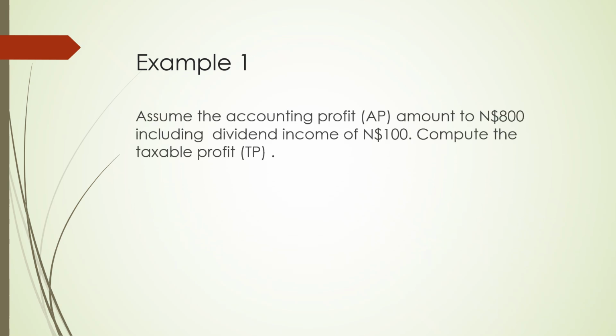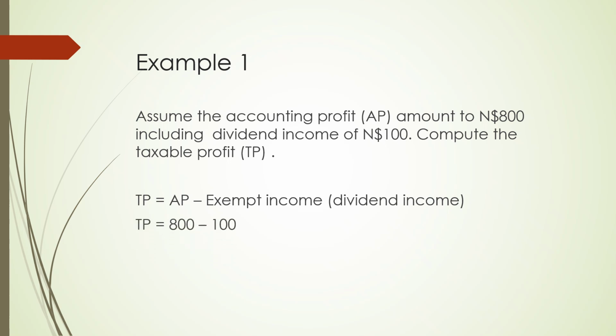So let us illustrate how to convert accounting profit to taxable profit using two basic examples. We'll start with example 1. Assume the accounting profit amounts to 800, including a dividend income of Namibian dollars 100. Compute the taxable profit. Your step 1 is to convert your accounting profit to taxable profit. So the taxable profit is equal to the accounting profit minus the exempt income. So in Namibia, dividend income is exempt from taxes.